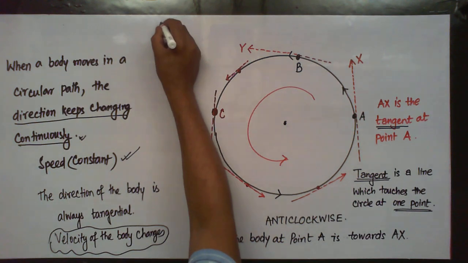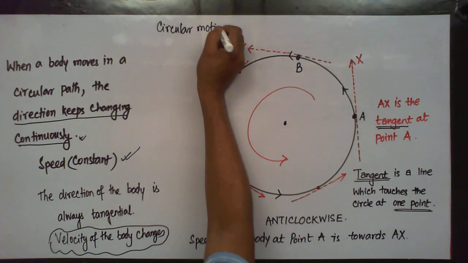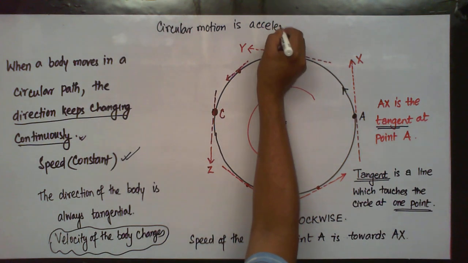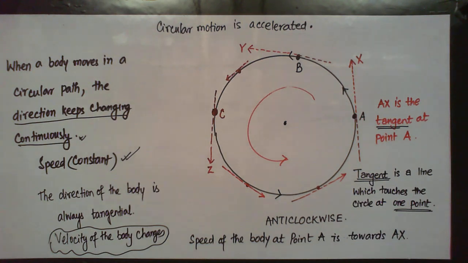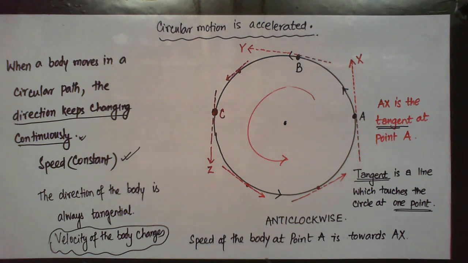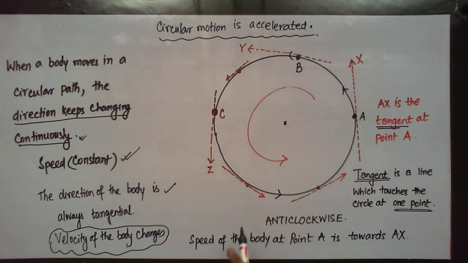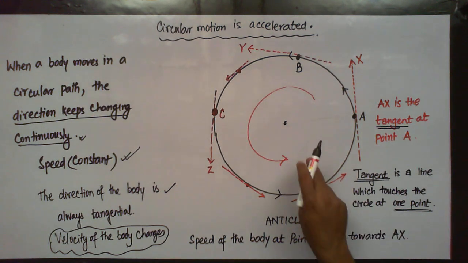Okay, so circular motion is accelerated. Why is it accelerated? It is because the velocity changes. And why is the velocity changing? The velocity is changing because the direction of the body is changing continuously. And what is the direction of the body? The direction of the body is always tangential to the circle.